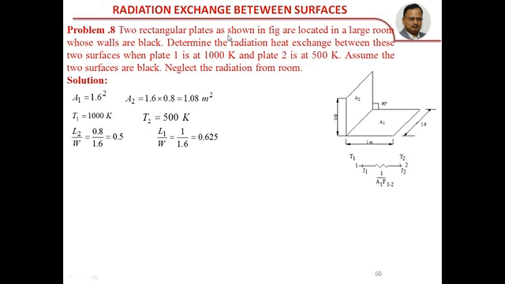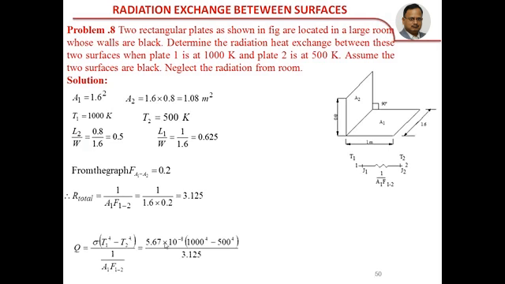Now let us take two rectangular plates whose walls are black. These two are black bodies. So the surface resistance of A1, for example, is (1 minus E1) by E1 A1. E1 is 1, so 1 minus 1 is 0, 0 by something is 0, no resistance. Similarly, the surface resistance of A2 is 0. So what is left out? Only shape resistance. So J1, J2, 1 by A1 F12. So now Q equal to sigma (T1 to the power 4 minus T2 power 4) by 1 by A1 F12.